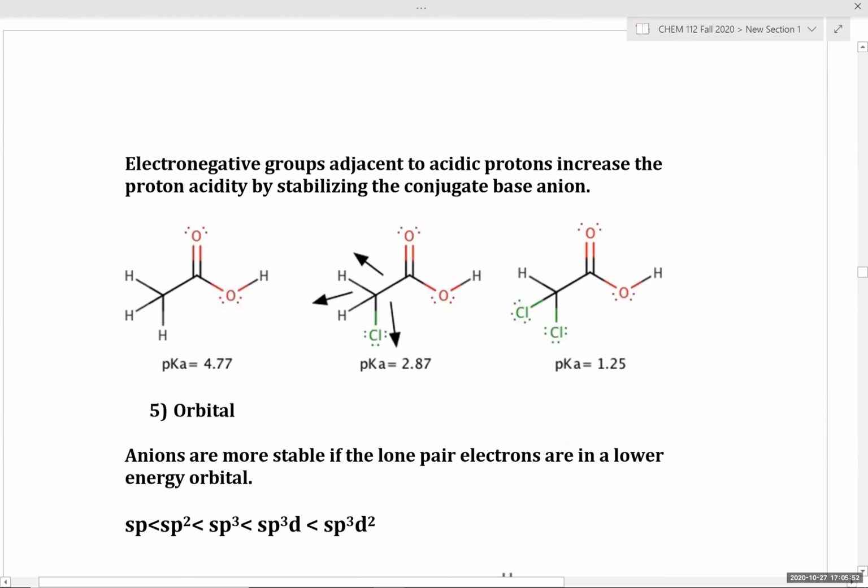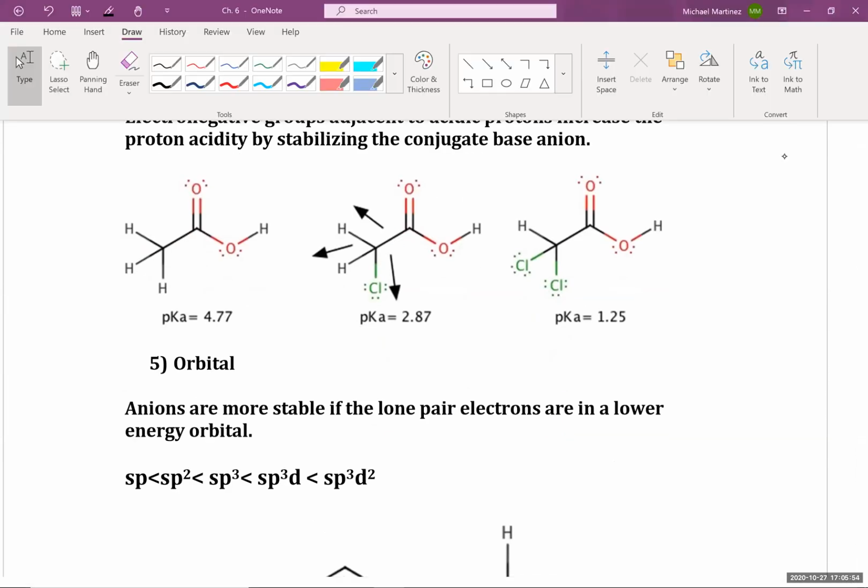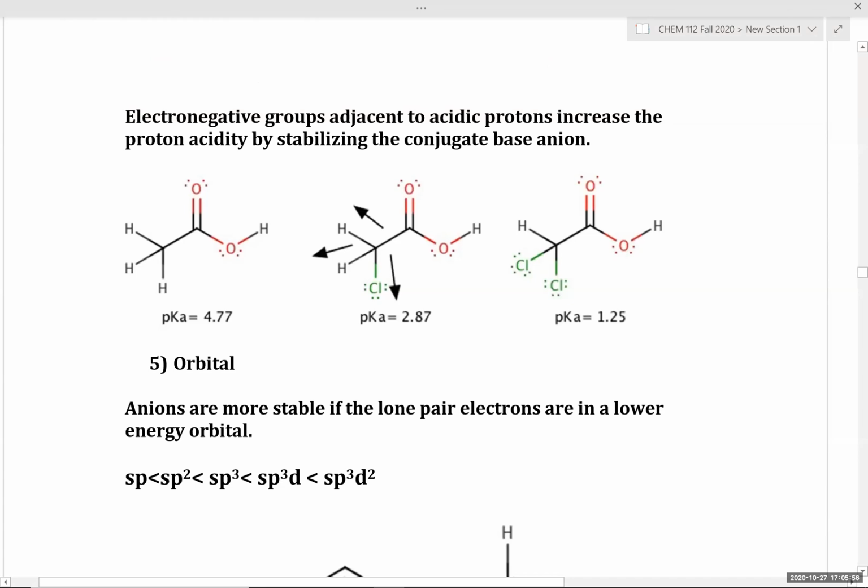Okay, another factor that plays a pretty big role in anion stability are inductive effects. So remember that electronegative groups adjacent to our anion stabilize our conjugate base anion. So the more electronegative groups we have, the greater the inductive effect, and as a result, the more we can stabilize our anion via electron withdrawing and inductive effects.